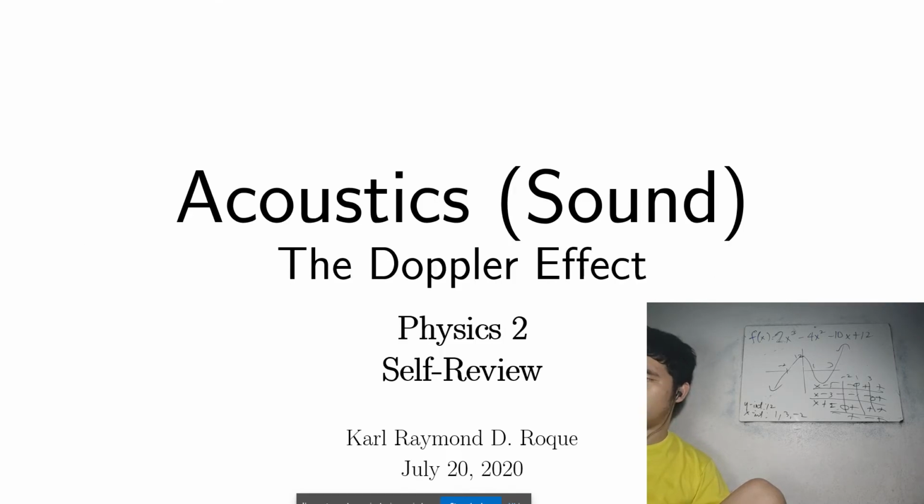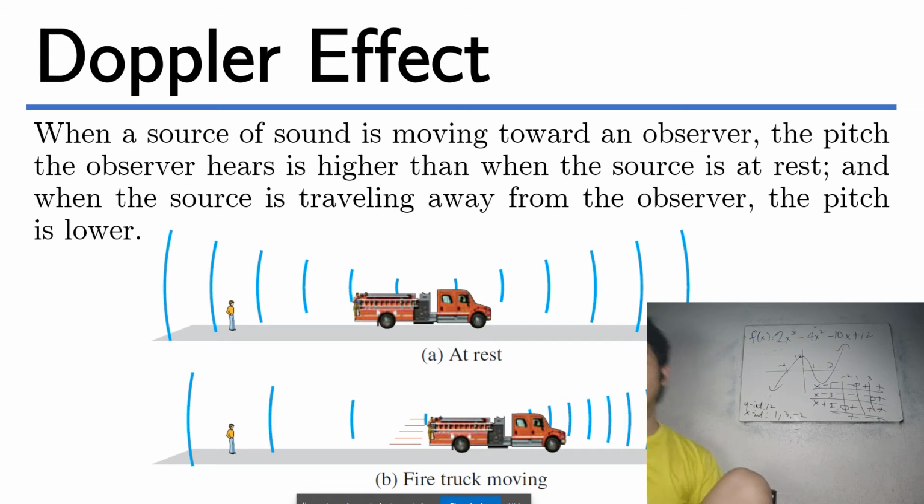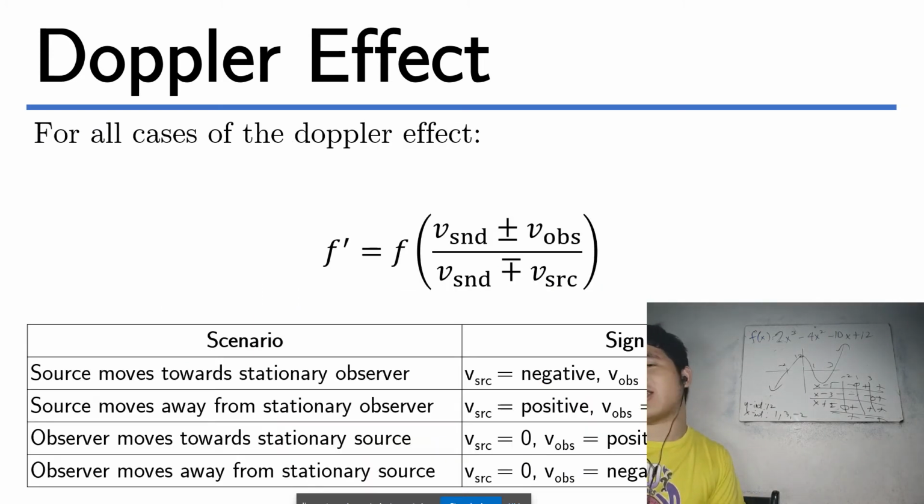Okay. Doppler effect, ito na. Re-review ko sa inyo. When a source of sound is moving towards an observer, the pitch the observer hears is higher than when the source is at rest. And when the source is traveling away from the observer, the pitch is lower, no? So, I fixed the sign conventions na. Basta ito yung key, no? Kapag papalapit ka sa sound, or papalapit sa'yo yung sound, dapat lumalaki yung frequency kasi tataas yon. Pag palayo ka na, or lumalayo yung sound, dapat lumiit yung frequency, no?